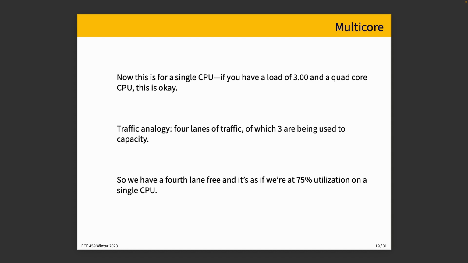If we have a load of 3.0 on a quad-core CPU, that's fine. There's a traffic analogy again. If there's 4 lanes of traffic and 3 of them are being used at capacity, it's as if we're at 75% utilization. So if you look at a system that has 12 cores or something like that, and you see that the load is at 7, don't freak out. It is per CPU core.